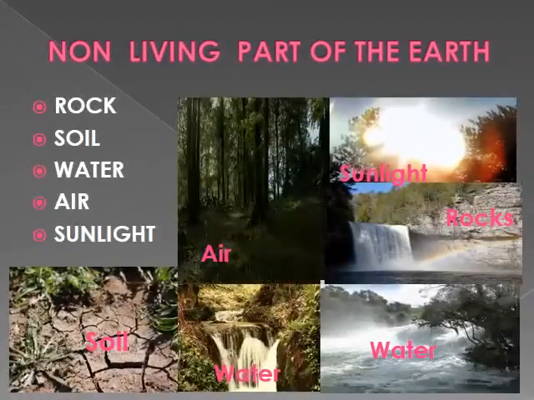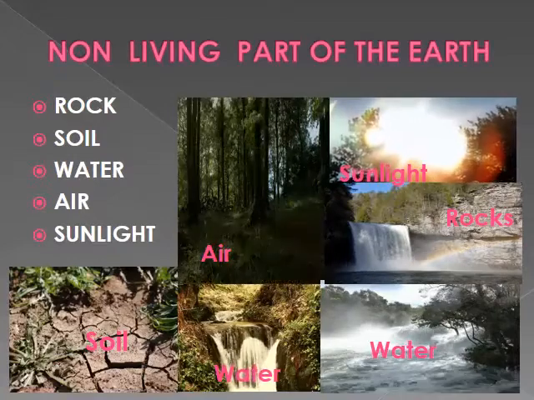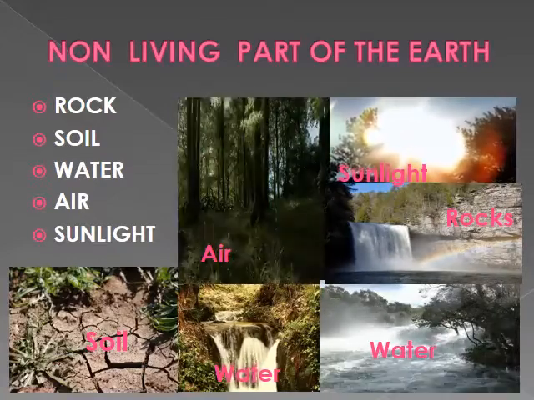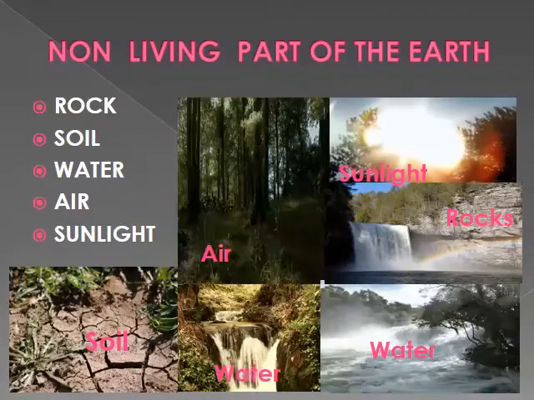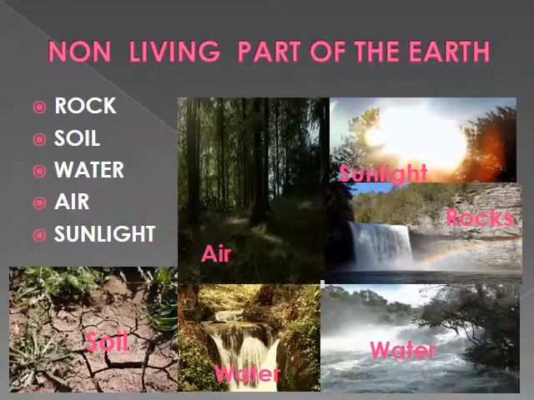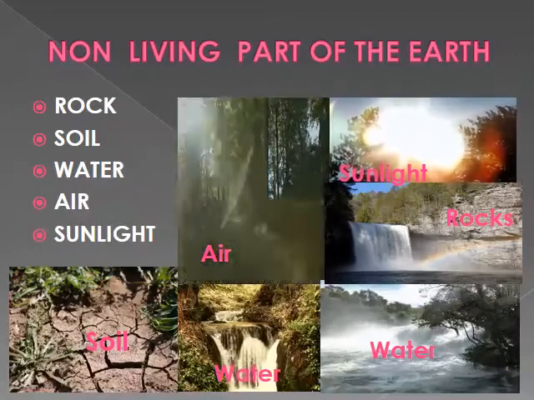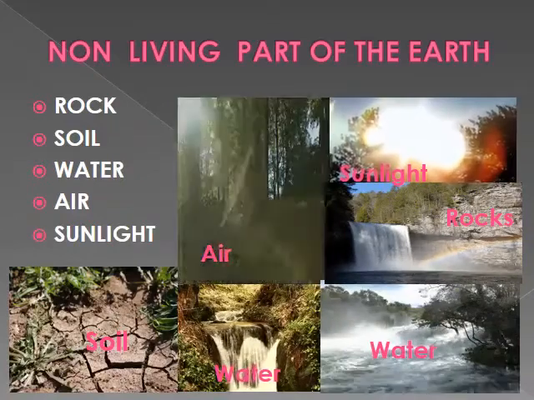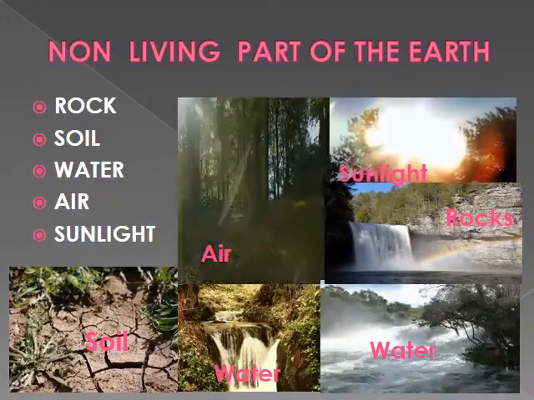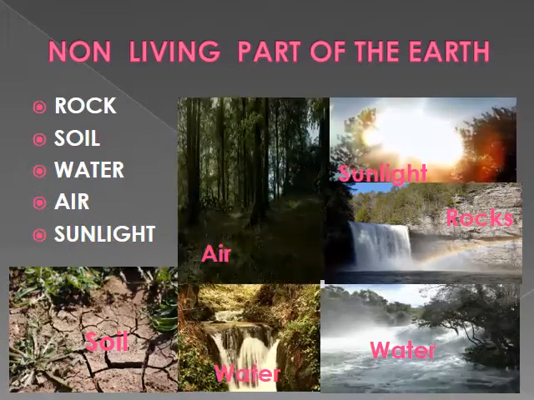Yes, my dear students, here are the non-living parts of the earth environment. So what are those non-living parts? Yes, you can see. Number 1, rock. Number 2, soil. Number 3, water. Number 4, air. And number 5, sunlight. These are the non-living parts of the environment. We will study, inshallah, all these separately.